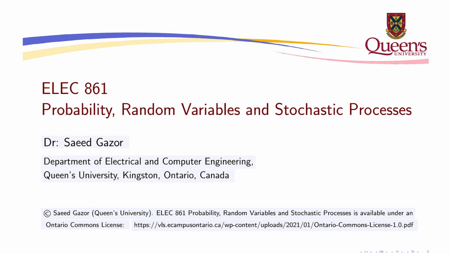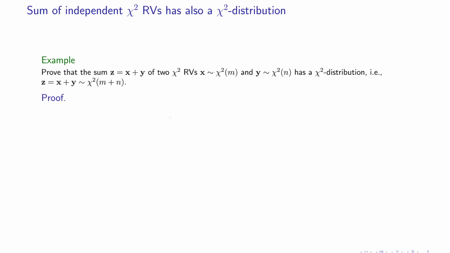In this video, we'll review two important examples in statistics. One of them is about the sum of independent chi-square random variables, and the other one is related to sample mean and sample variance. The first example will prove that if you add two independent chi-square random variables with degrees m and n, the sum will also have a chi-square distribution of degree m plus n.